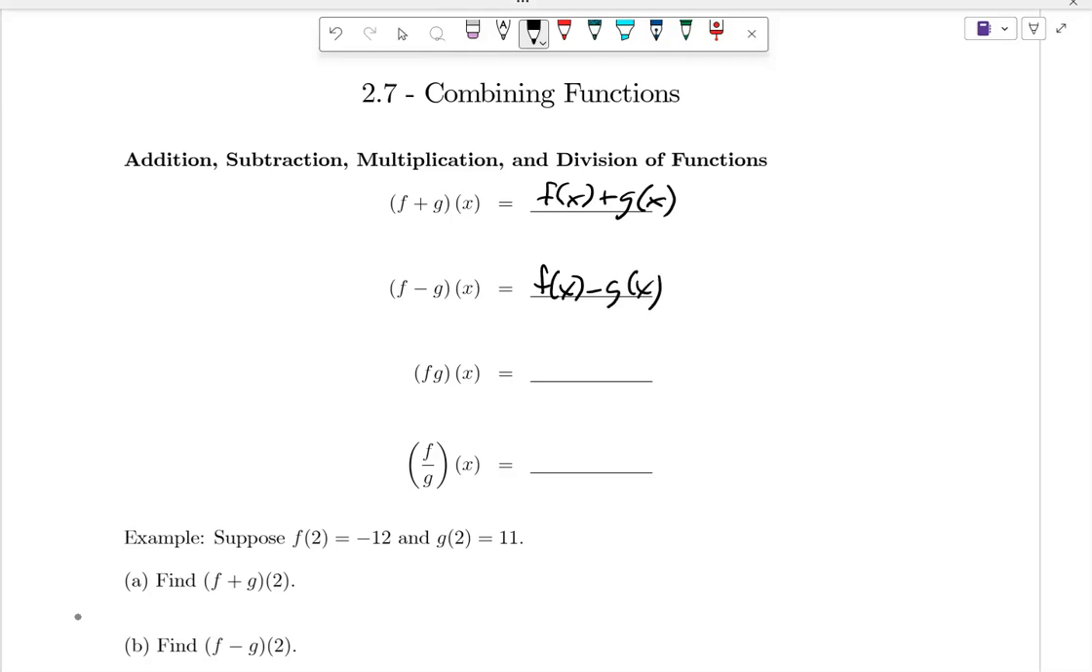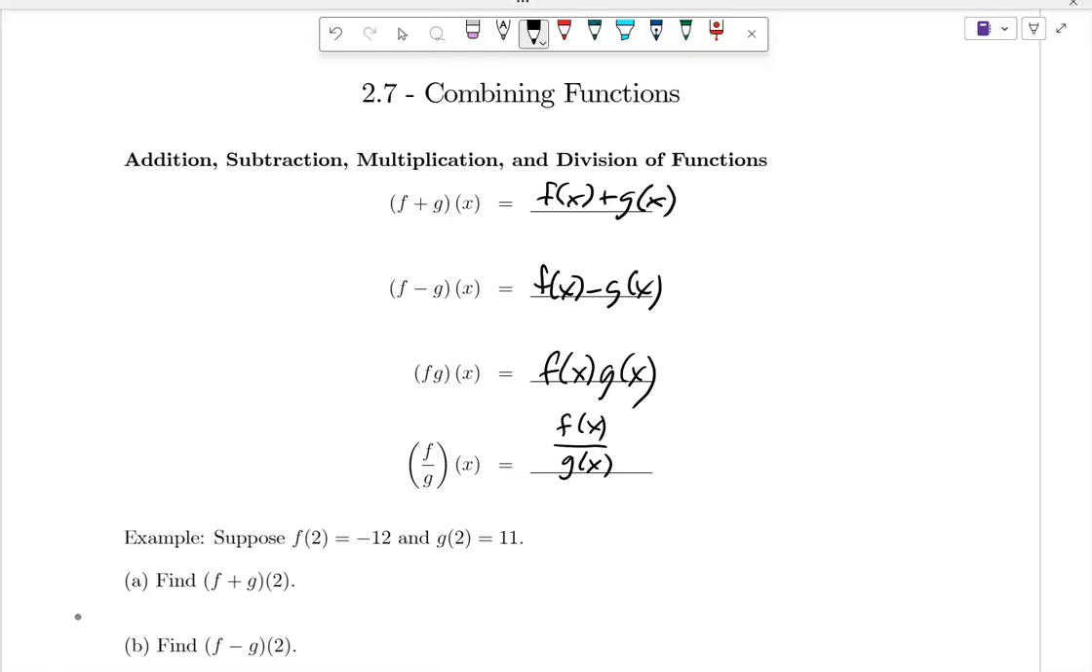And the next one? F of x times g of x. And the last one? F of x over g of x. Good. Exactly right. So these are the 4 arithmetic operations that we'll do with functions. Add them, subtract them, multiply them, divide. And again, shouldn't be a huge surprise as to what you would do, right? Take the outputs, add them, take the outputs, subtract them, and so on down the line.